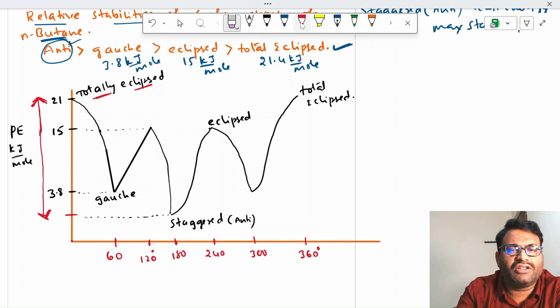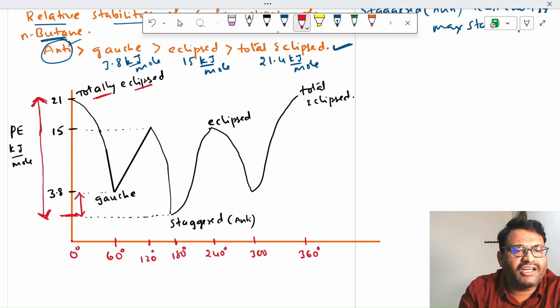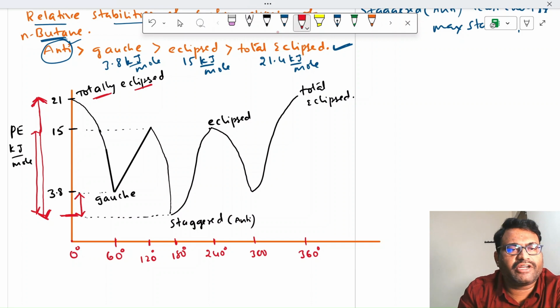This is not the energy here. This is 0 degrees, 60 degrees, 180 degrees. So between staggered and total eclipse, the energy difference is 20. Between gauche and staggered, it is 3.8. Between staggered and eclipsed, the energy difference is 15 kilojoule per mole. Understood? Okay.